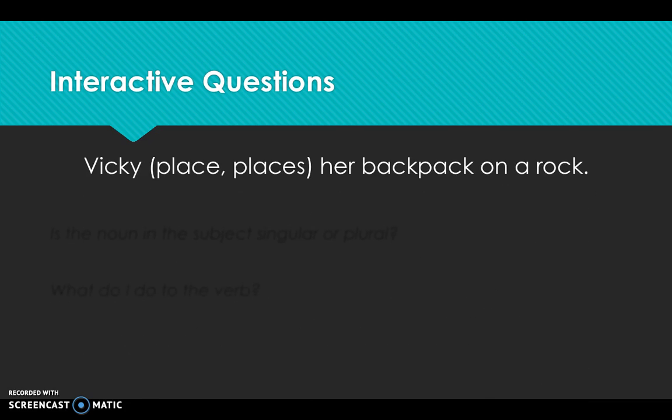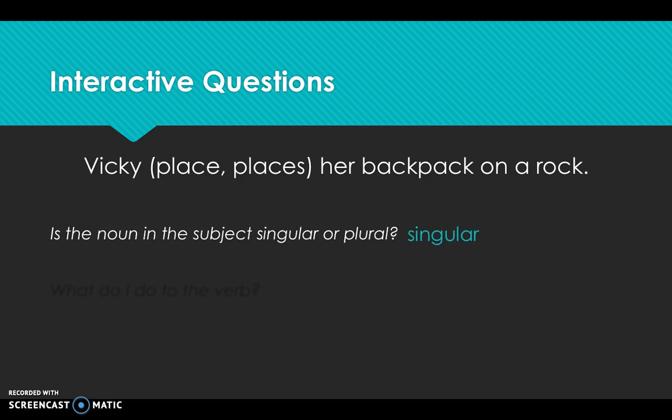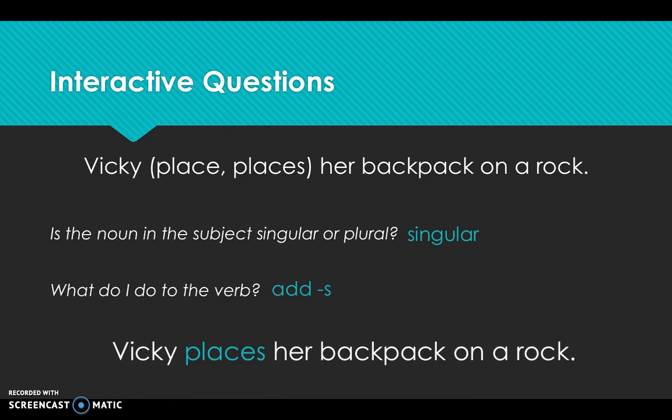Okay, here's another one. Vicky placed her backpack on a rock, or Vicky places her backpack on a rock. Well, is the noun in the subject singular or plural? Well, what is the noun in the subject? It is Vicky, you're exactly right. Is Vicky singular or plural? Well, Vicky is singular, yes, there's only one of her. So what do I do to the verb? I add S. So Vicky places her backpack on a rock.